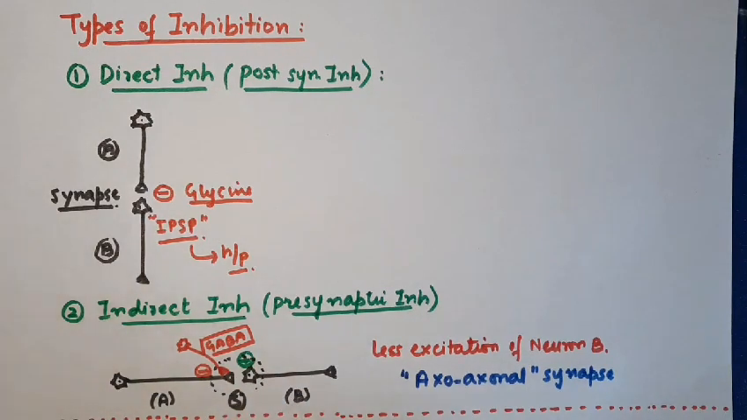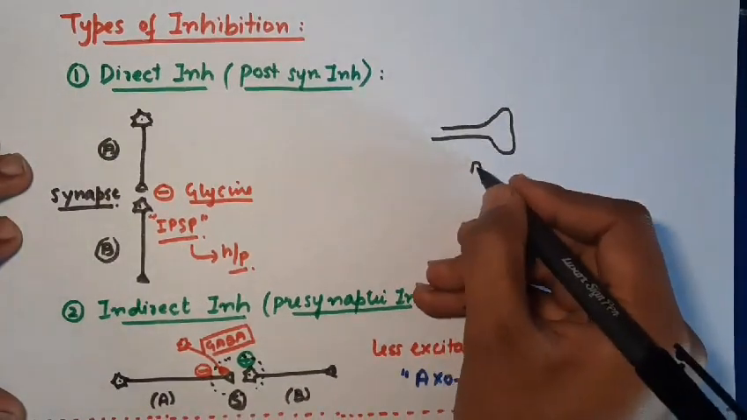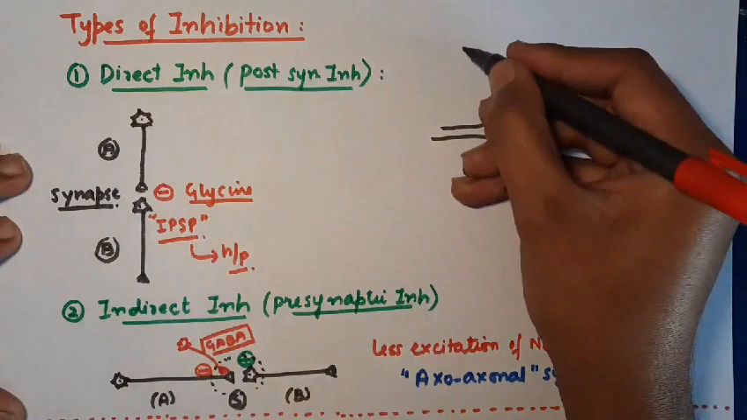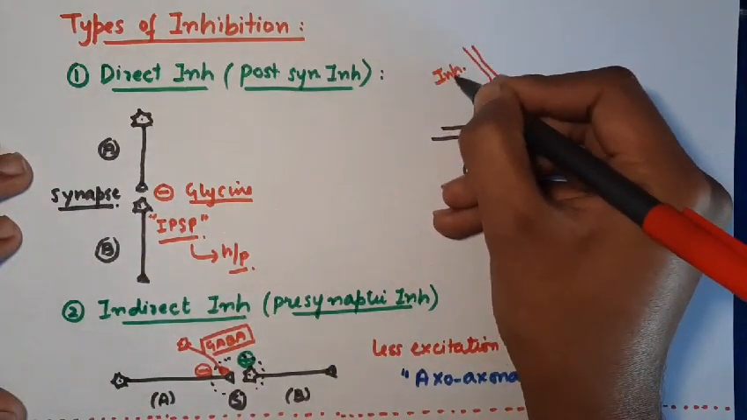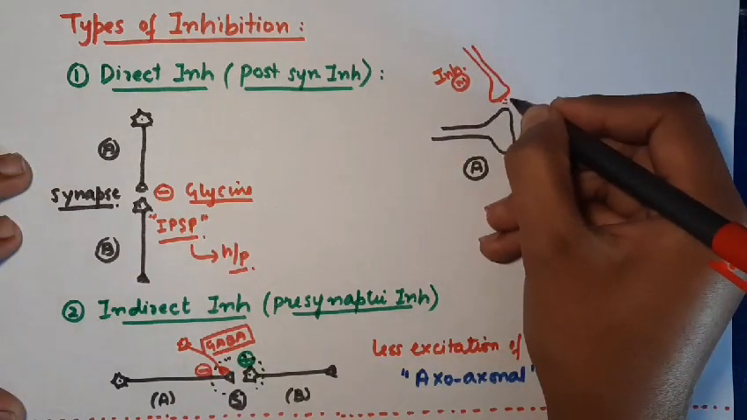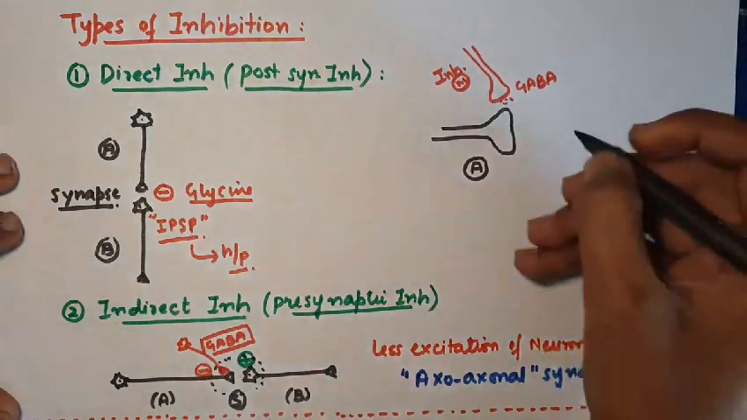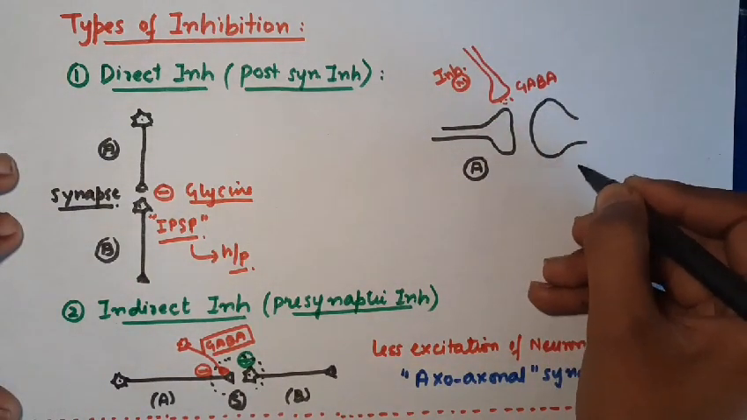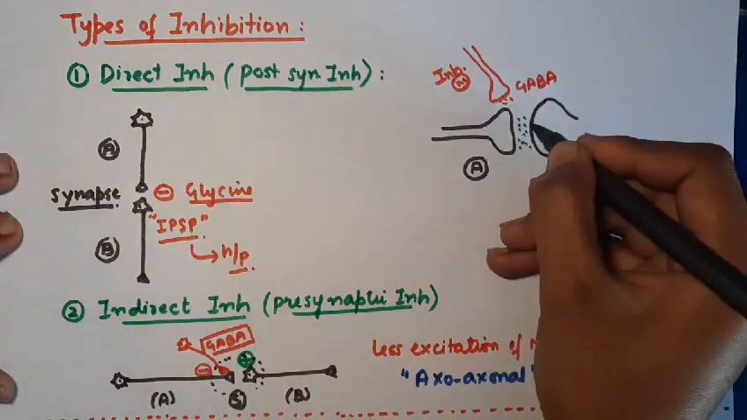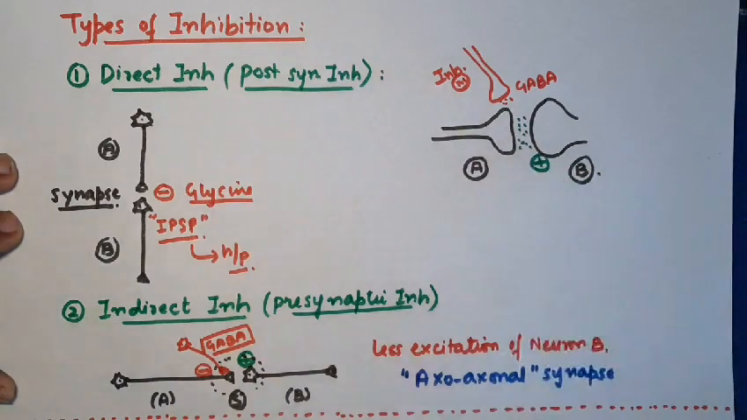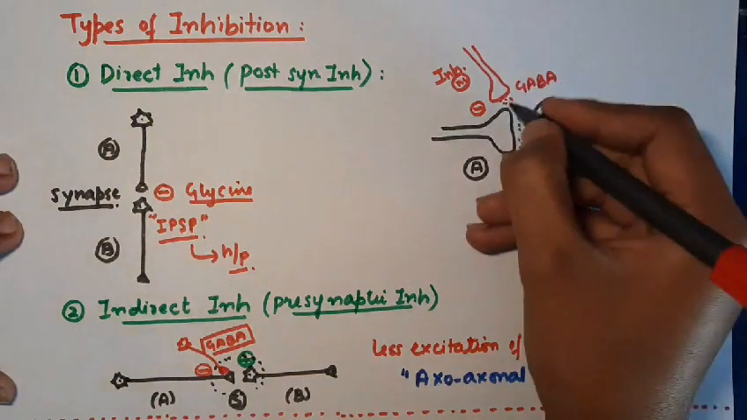Now if we take a magnified look at this area, this is the neuron A or the presynaptic neuron, and here is the inhibitory neuron, and this neuron causes release of GABA which acts on the presynaptic neuron, but it forms exoaxonal synapse. This is the postsynaptic neuron or neuron B. Neuron A itself causes release of excitatory neurotransmitter which excites neuron B. So this is what we discussed, and this inhibitory neuron inhibits neuron A.